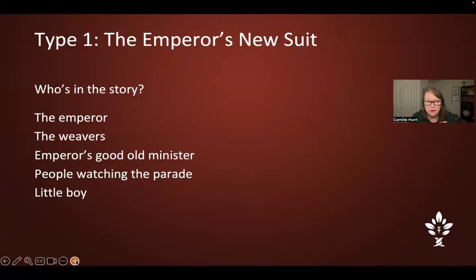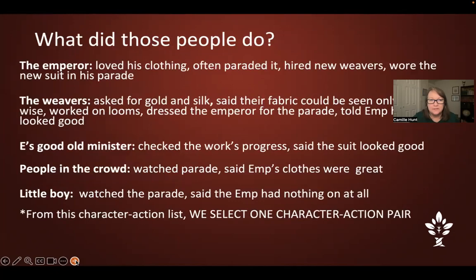The emperor was one of the characters. The weavers were characters in the story. The emperor's good old minister, who went the first time, people watching the parade, and the little boy. So we just have a list of characters from the story. The next step is to add some actions to the character list. What did those people do?